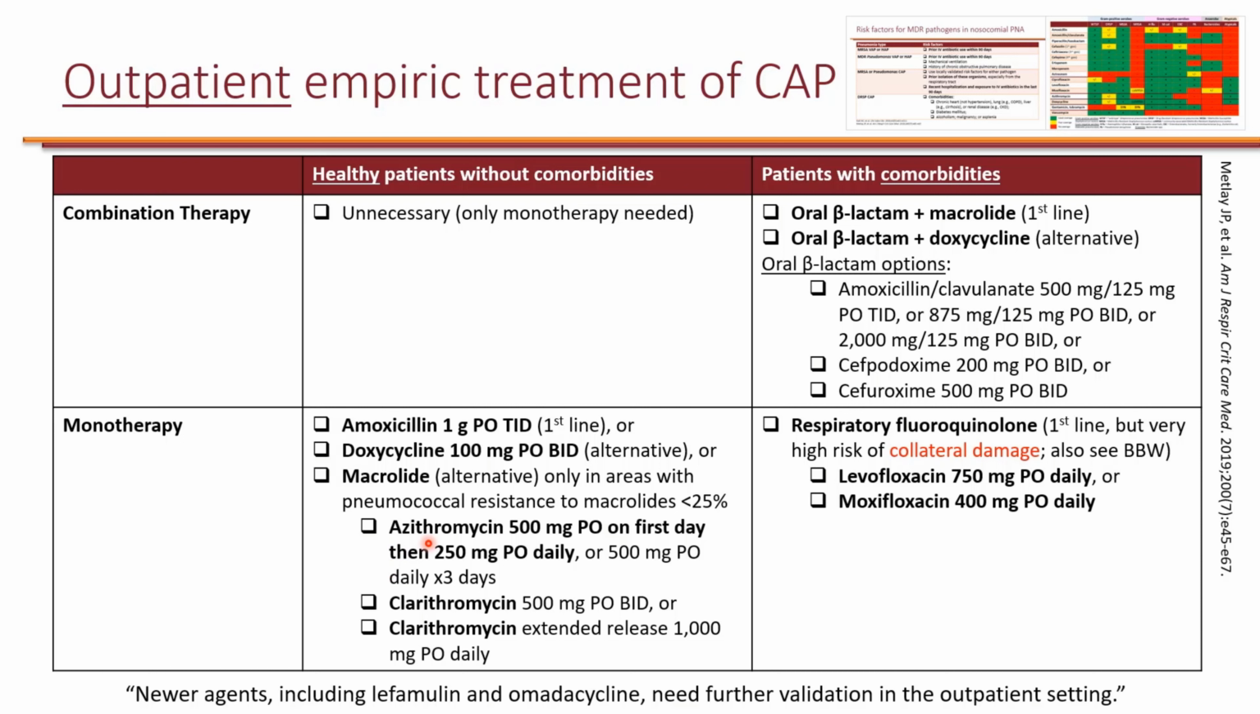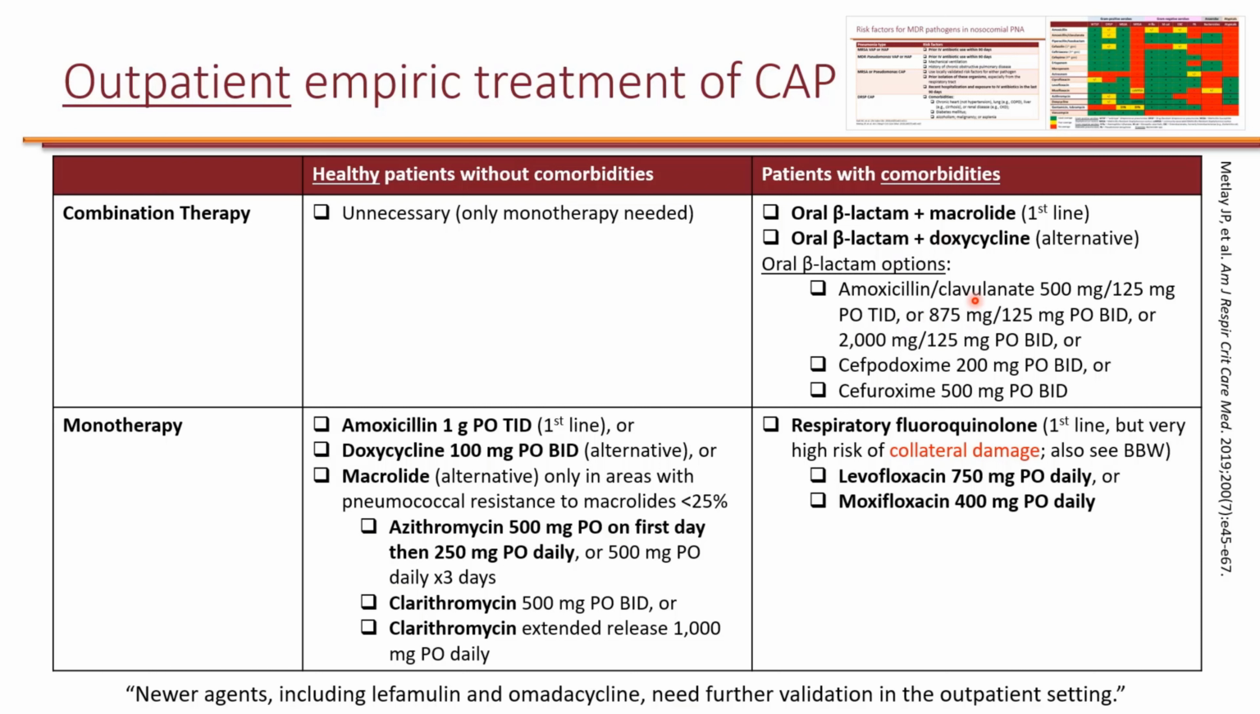Now, for those patients who have comorbidities, because they are at increased risk of having drug-resistant strep pneumo, you don't want to use a single agent, so we use a combination so that we have good coverage. We have an oral beta-lactam plus a macrolide as first line. If someone cannot tolerate that option, then alternatively you can use a combination of an oral beta-lactam with doxycycline. Your options for oral beta-lactam could be a low-dose amoxicillin-clavulanate. Since you have another agent to cover, a low dose will be okay, and of course you can still have the option to use a high dose.